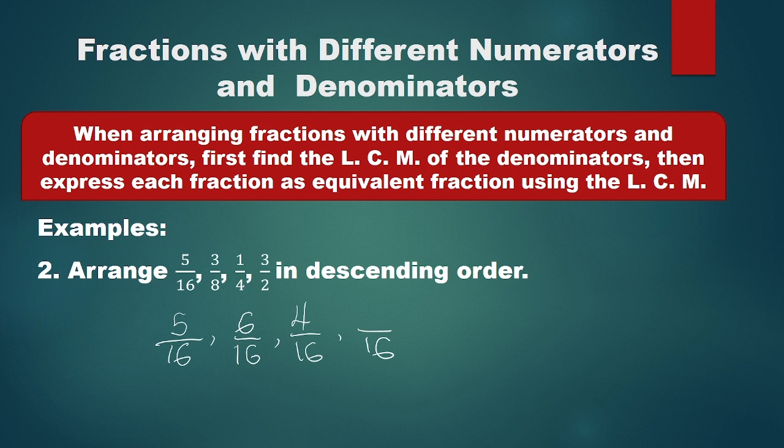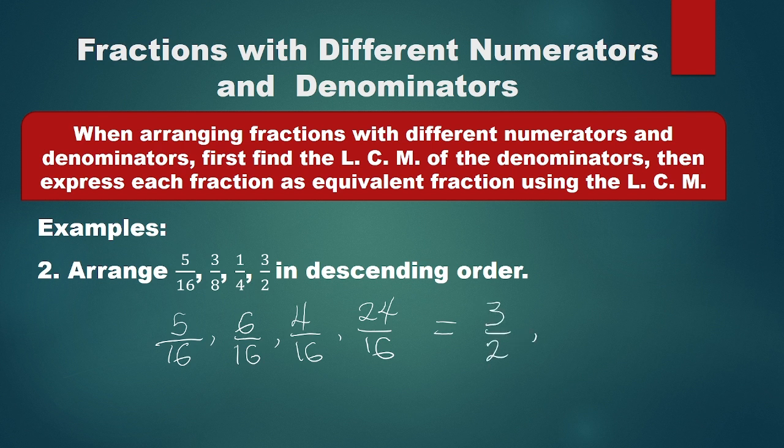They are equivalent. Now, what would I multiply by 2 to get 16? That's 8. 2 times 8 is 16. I will multiply the numerator as well by 8. 3 times 8 will give me 24. Now, I have rewritten all my fractions with their equivalent. To get my biggest fraction, because we are arranging in descending order, that is from the biggest to the smallest, the one that has the biggest numerator is the biggest fraction, which is 24, and that will be 3 over 2.